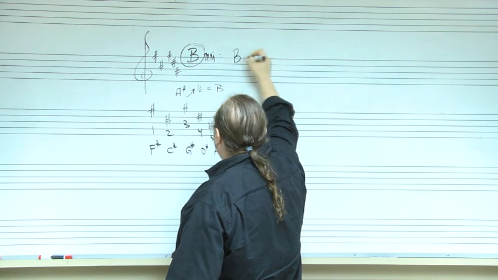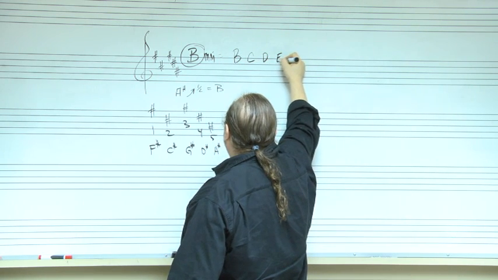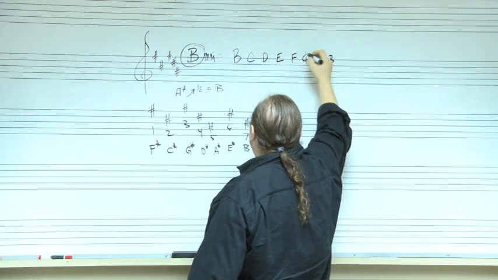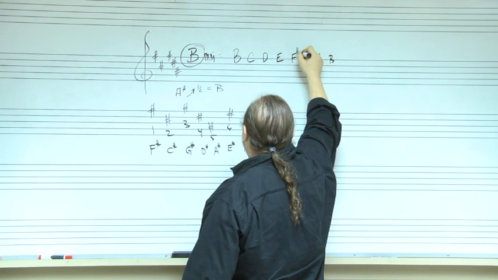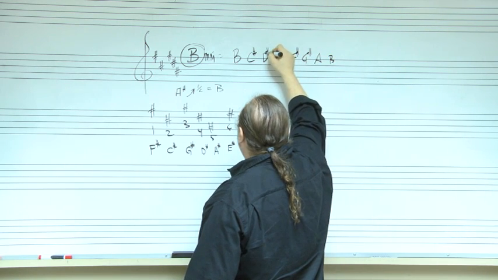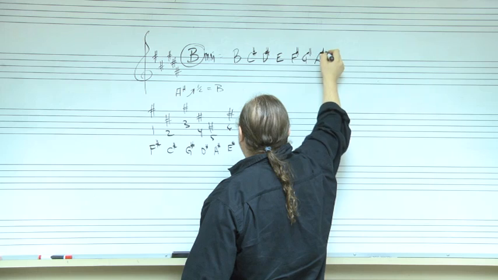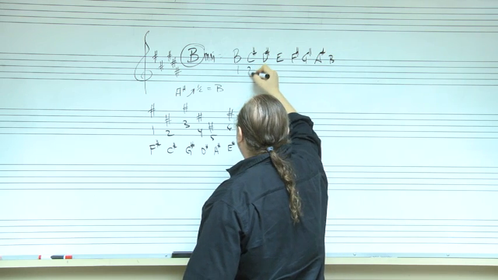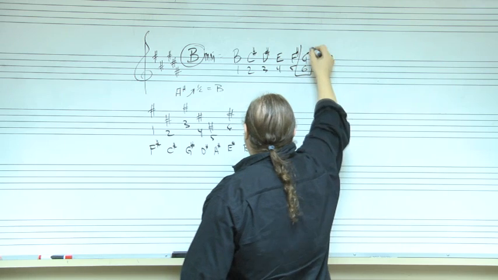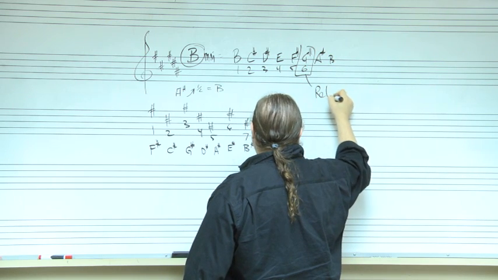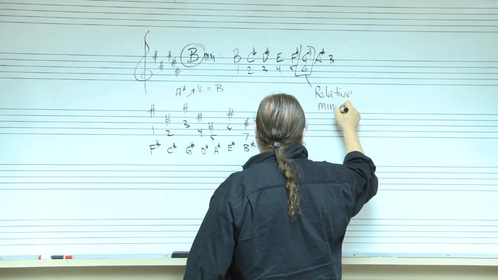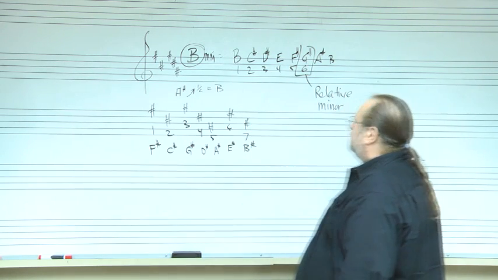Equals B, C, D, E, F, G, A, B, right? And then it's 5 sharps, they're F, C, G, D, A, right? So you count 1, 2, 3, 4, 5, 6. And G sharp, there's your relative minor scale. Oh, that's so rad. The relative minor is always the 6th.